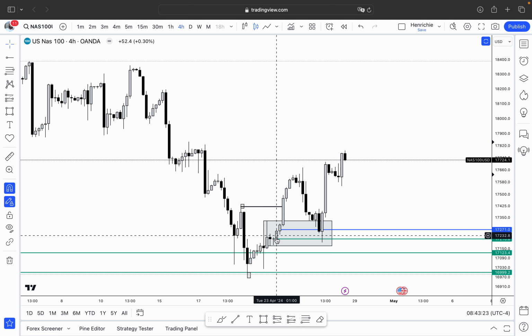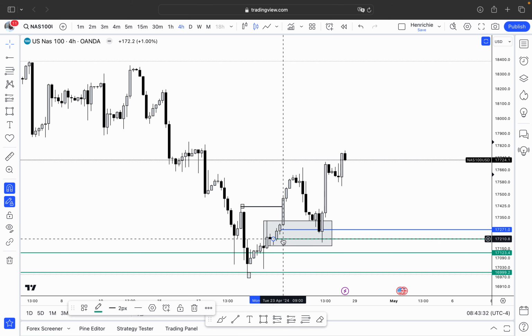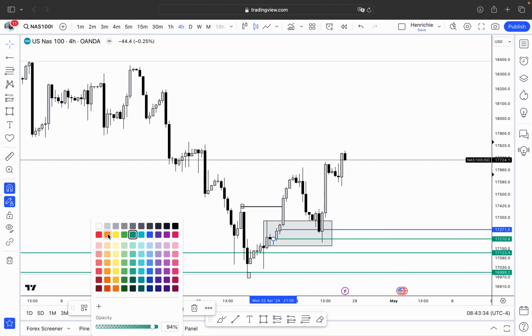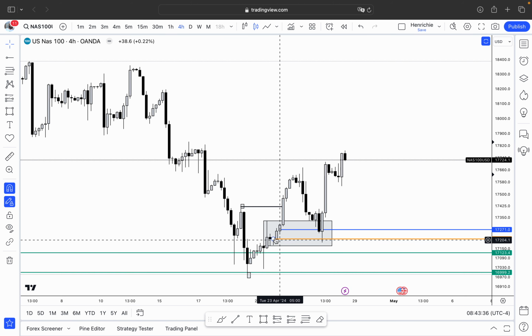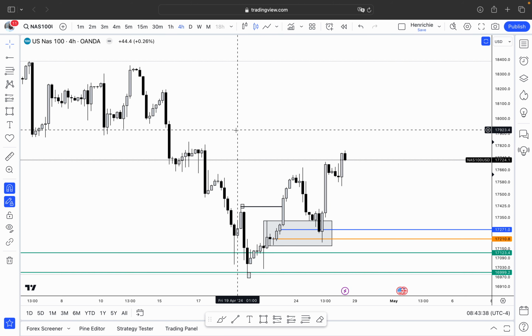And right here, you can see an inefficiency resting above the 4 hour liquidity on the line chart. And right here, this makes this key level a high probability. So I'm going to make this a different color, make it orange. So now this makes this key level a high probability area.